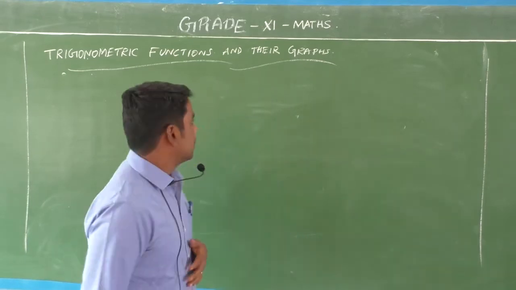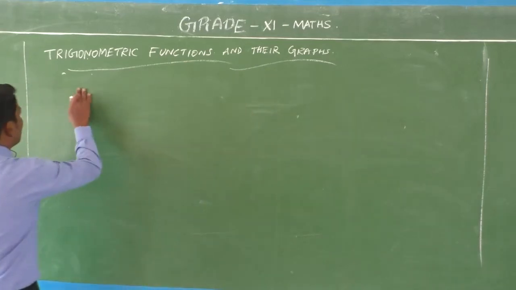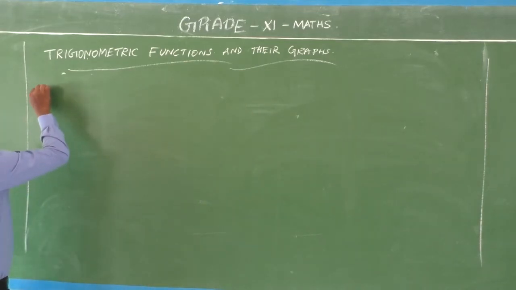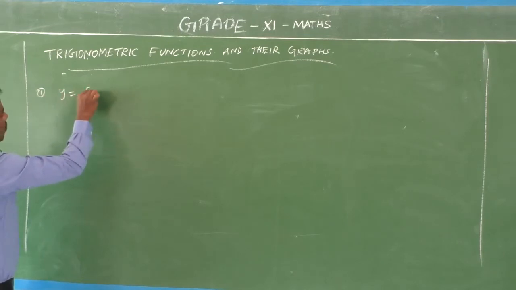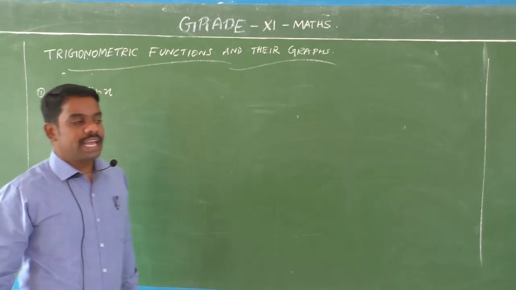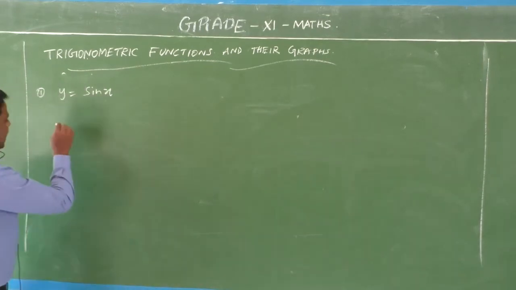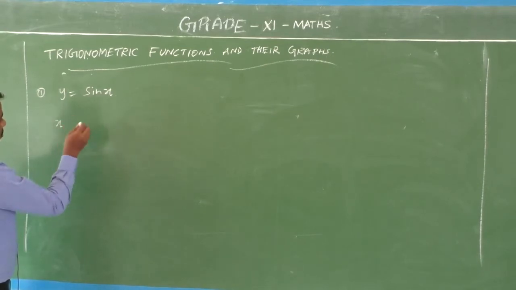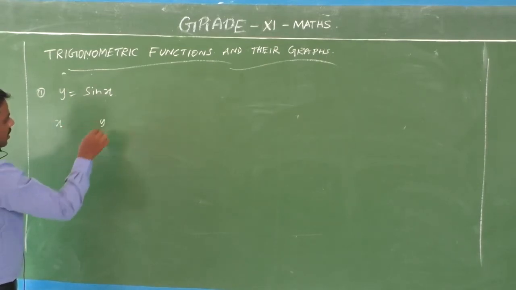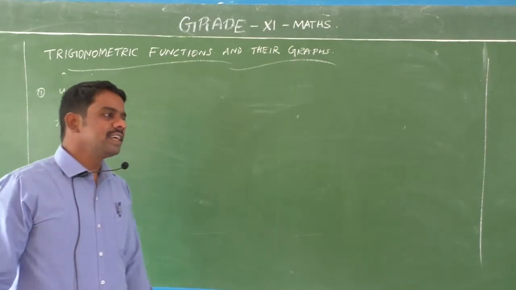Okay, right. Today we will sketch the graph of y equal to sin x. First of all, let us take x and y, where x is the domain and y is the range.